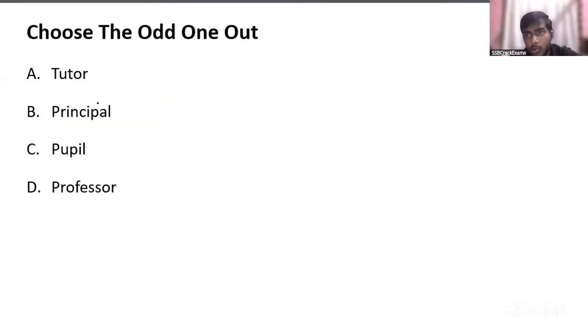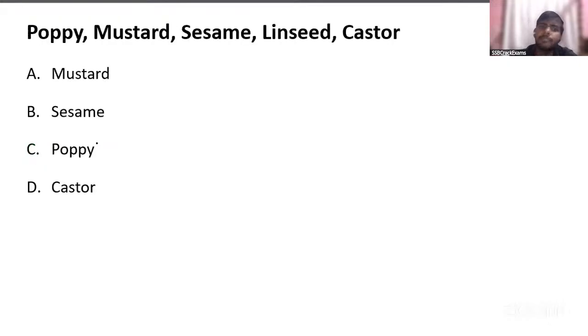Tutor, the person who teaches. Principal, again, can teach. Professor can teach. But a pupil is learning. He's a learner. That's why pupil will be the answer. How the answers are coming, you are understanding how logical I am being. I am not saying any formula. Just how logical I can be. According to that, I am giving the answer, right?